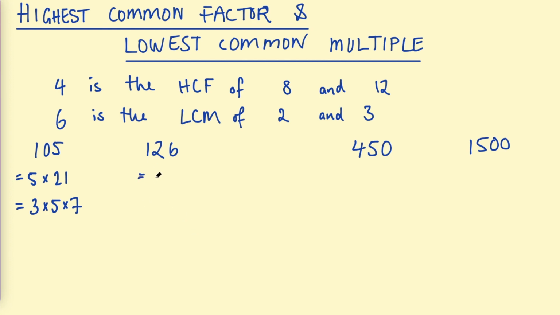126, I'm going to start by dividing by 2. That's the easiest place I could start. This is going to be multiplied by 63. Then 63 is 9 times 7. So I'm going to write that as 2 times 9 times 7. And then 9 is 3 squared, so I can write this as 2 times 3 squared times 7. Okay, now I have the prime factors of both numbers. Let's start with the highest common factor.